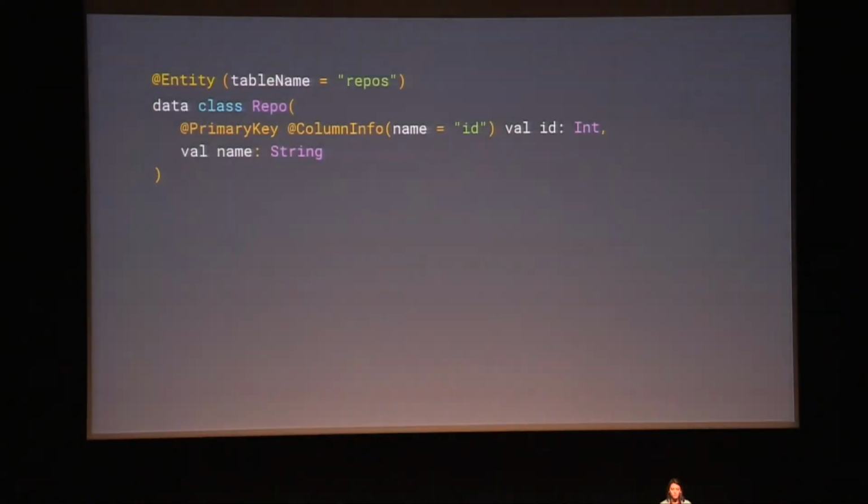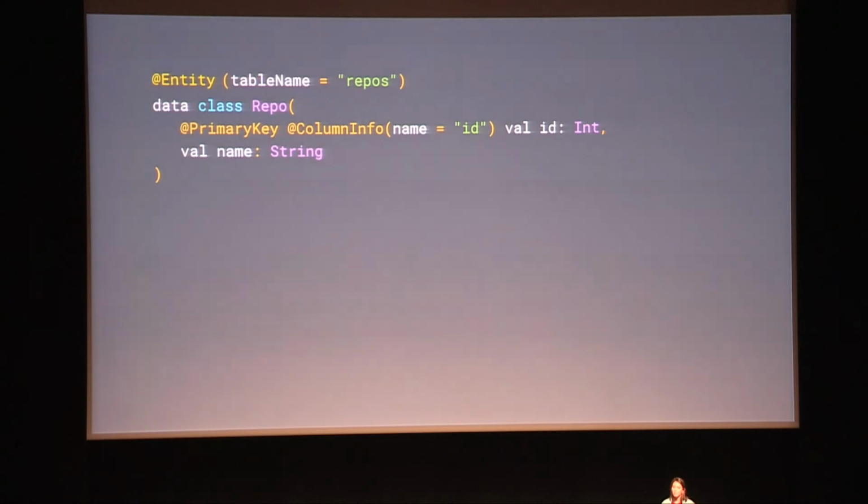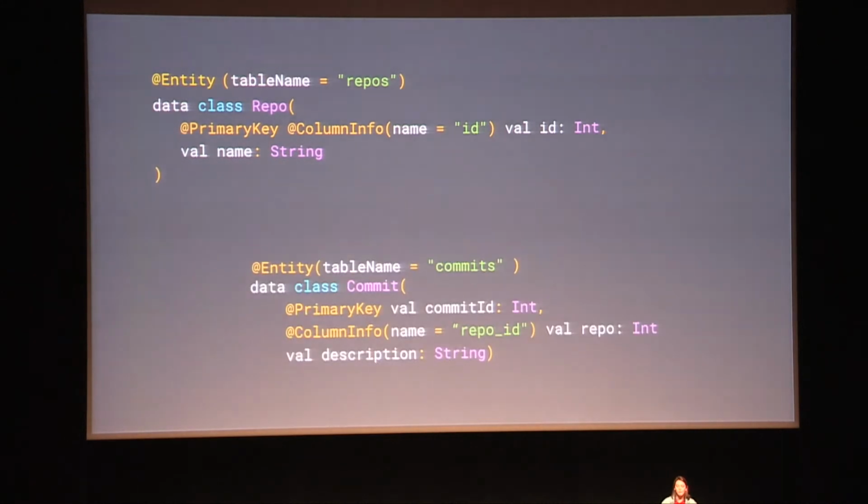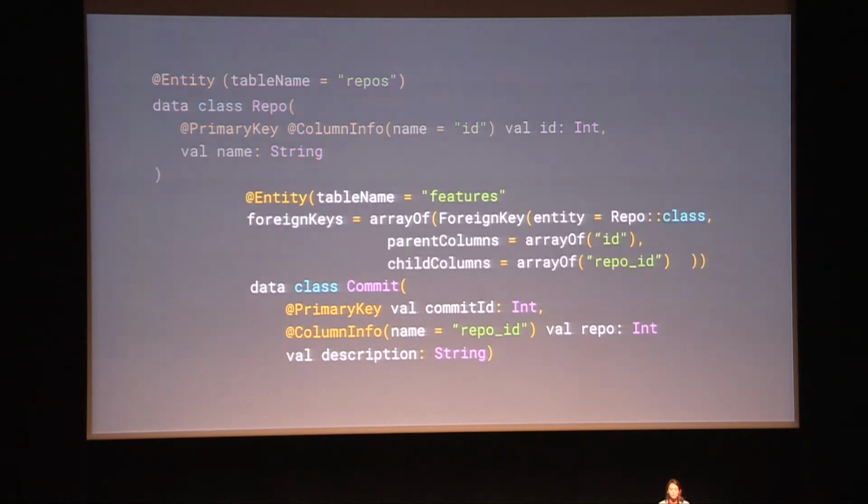OK, database relations. So let's say that we have a repo class and the corresponding table. And we also have a commit class with the corresponding table that keeps all the commits for all the repos. So this means that there's a connection between the primary key in the repo and then the field repo from the list of commits. So in order to enforce this connection, we would use foreign keys.